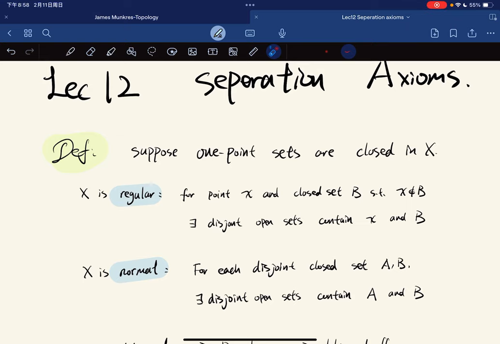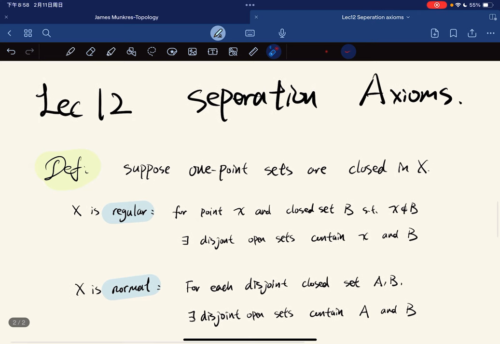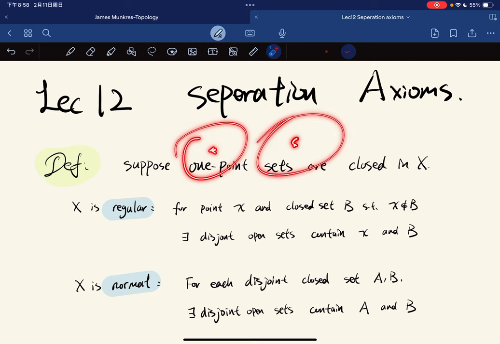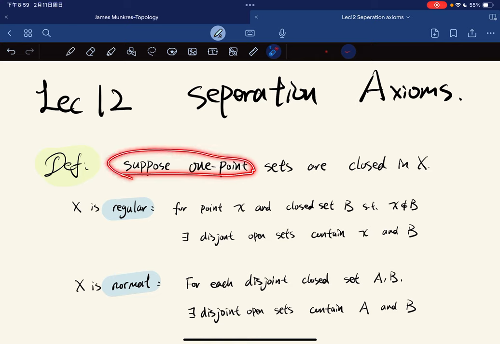Alright, so this is the introductory lecture on separation axioms. So far we have dealt with Hausdorff spaces, right? So you can separate two points by an open set. Today we're going to focus on stronger forms of separation. First we have to assume that one-point sets are closed in X. So we need this assumption first.